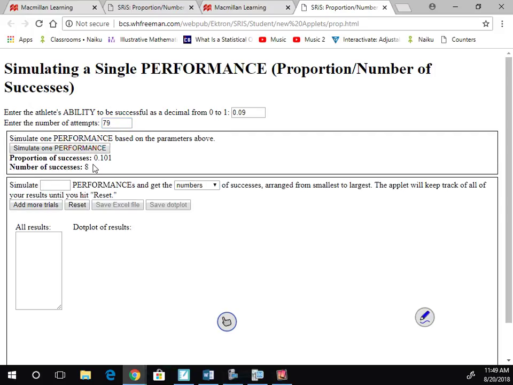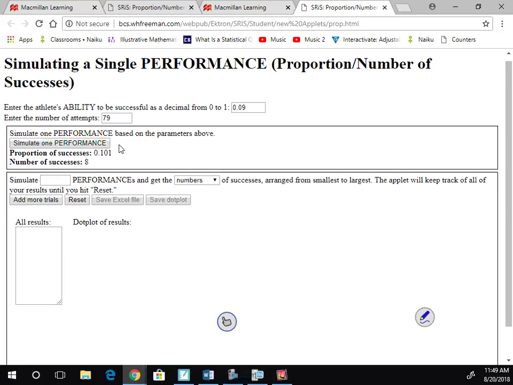This means, what number is that? 8? Is that what that says? I can't read it this far, and it's not on my screen. So according to this one simulation we did, he had 8 successes, and the proportion of successes was 0.101, or 10.1%. Okay? That is representing one simulation.